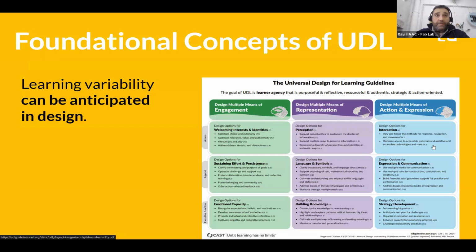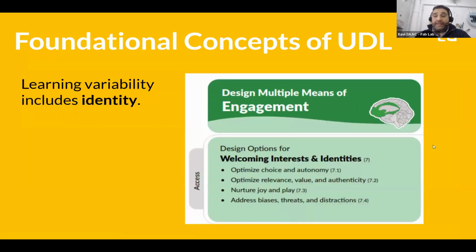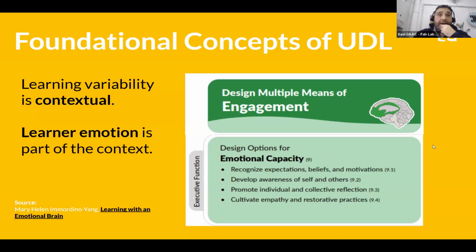What else? In terms of learning variability, identity also includes this variability. I explained that at the beginning. When we design to engage these students, we need to think about their interests, because we cannot adapt the curriculum for everything. If we know the interests and identity of our students, then we can adapt the curriculum and connect their personal interests with the goal of the project, of the activity itself.